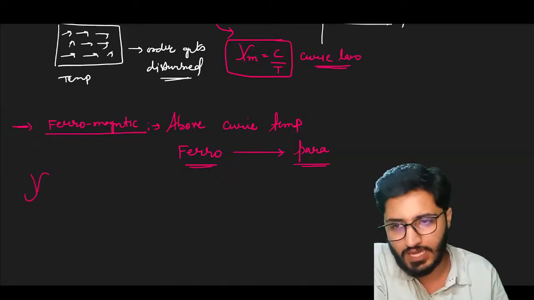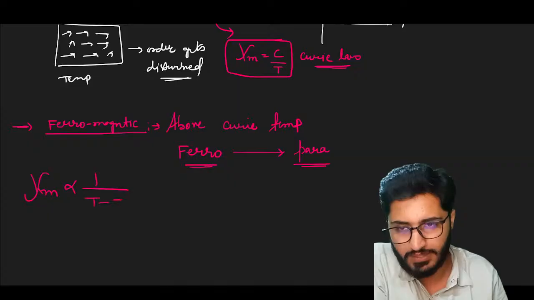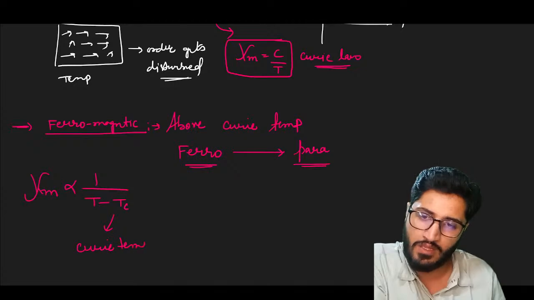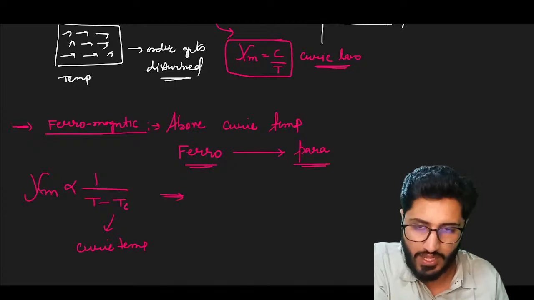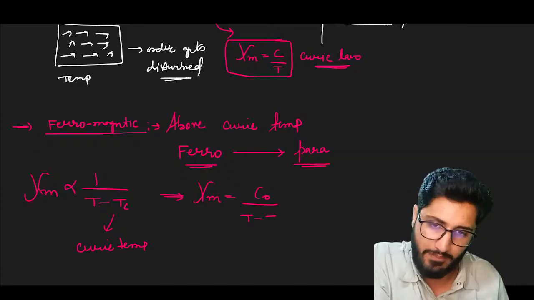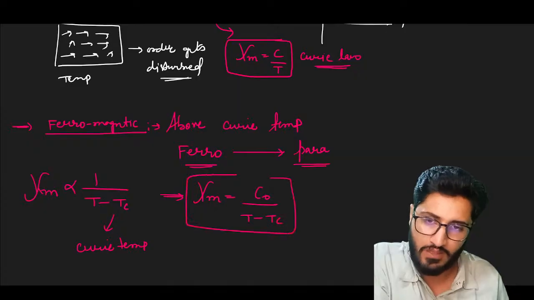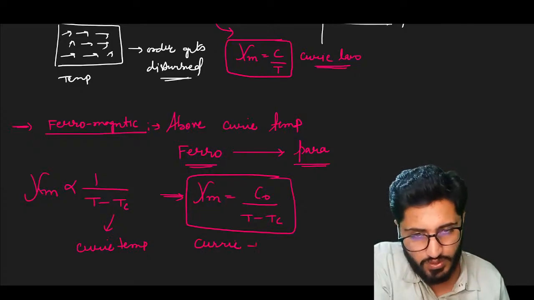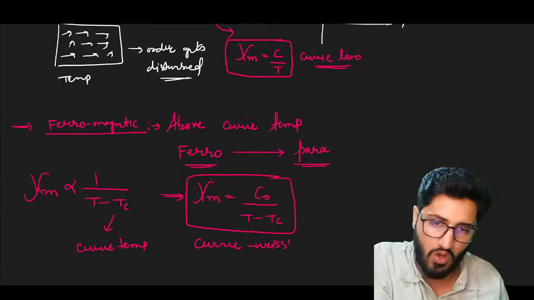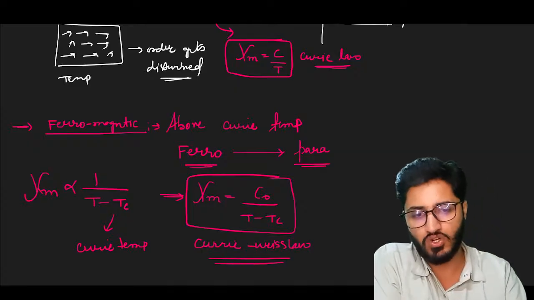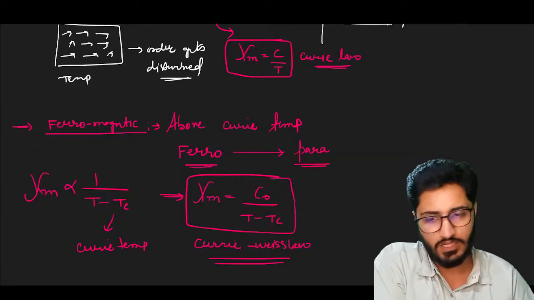That means chi m is proportional to 1 divided by T minus Tc. Tc means Curie temperature. Or you can write this law as chi equals C naught divided by T minus Tc. Done? This is the Curie-Weiss law. Done?